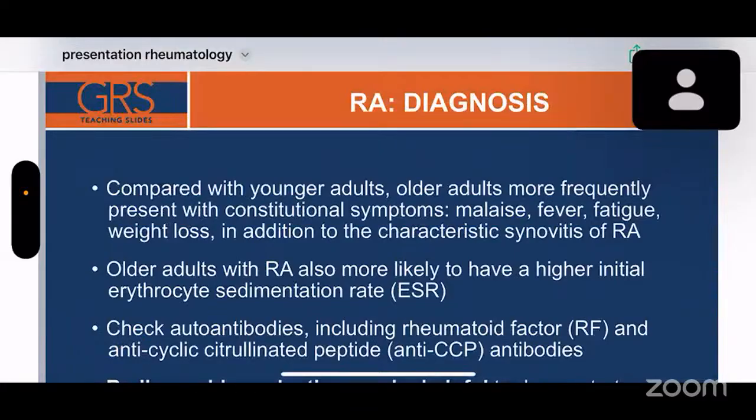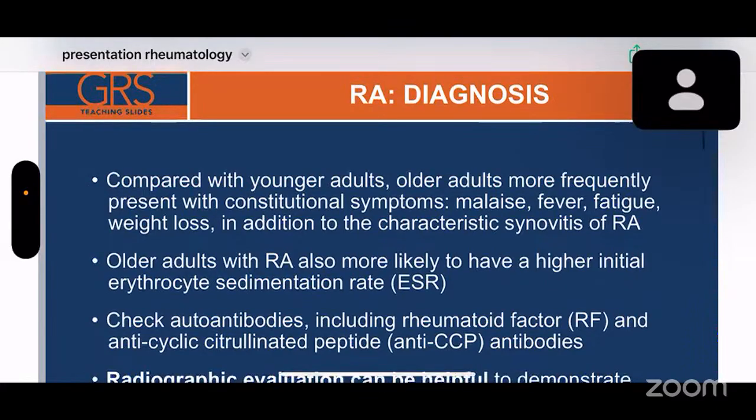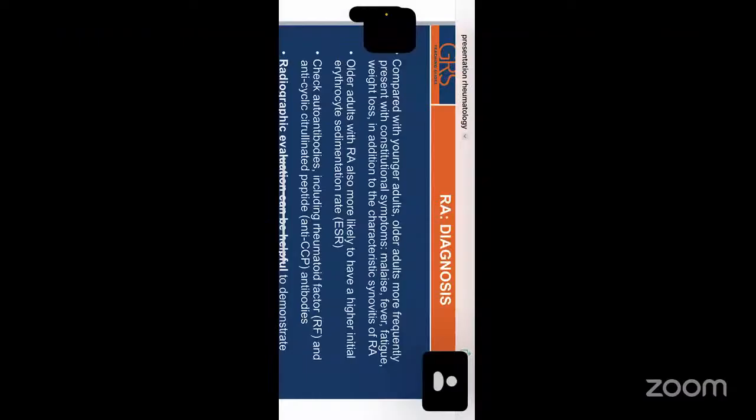For the diagnosis of rheumatoid arthritis, compared with younger adults, older adults more frequently present with constitutional symptoms like malaise, fever, fatigue, and weight loss, in addition to the characteristic synovitis of rheumatoid arthritis. Older adults with rheumatoid arthritis are also more likely to have a higher initial ESR.